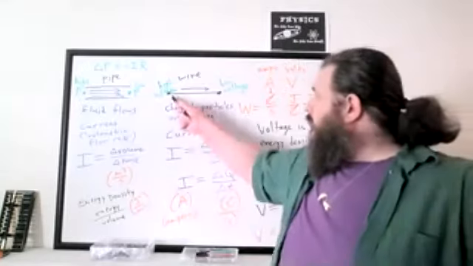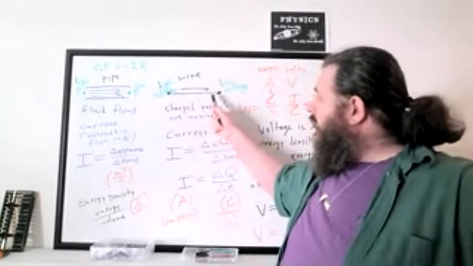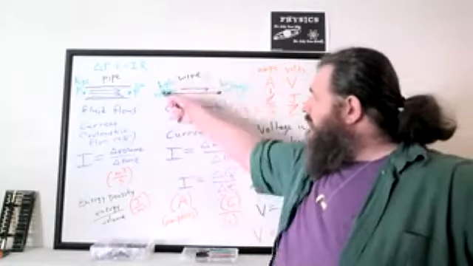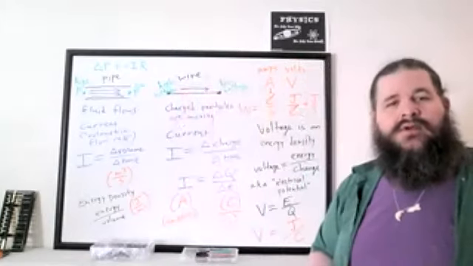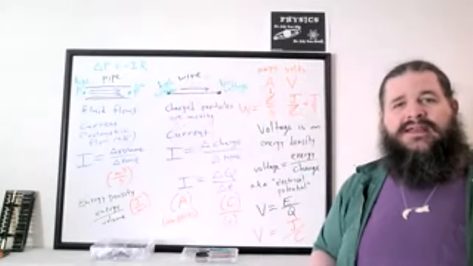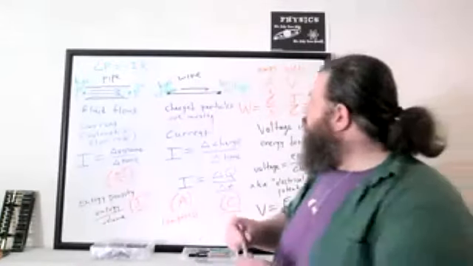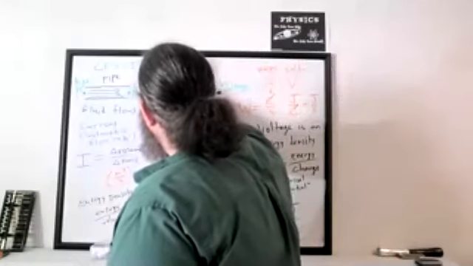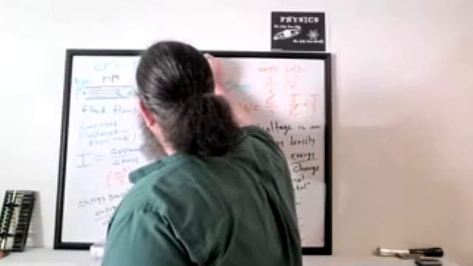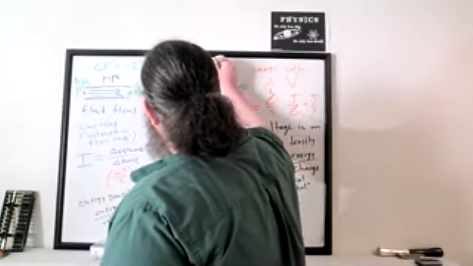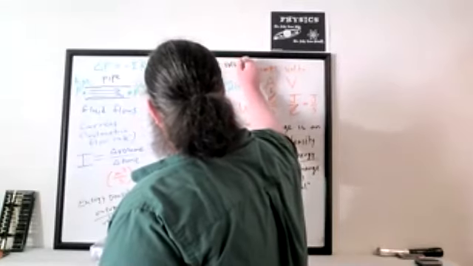In other words, if you know how much current is flowing in this wire and you know how much the difference in voltage is, you can just multiply those together to calculate how much power is being produced or how much power is being used up. So power equals current times voltage.